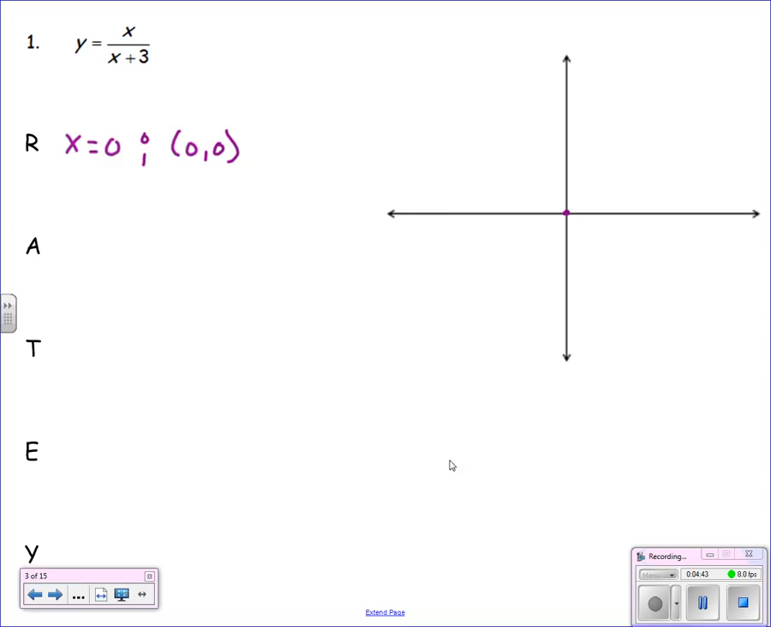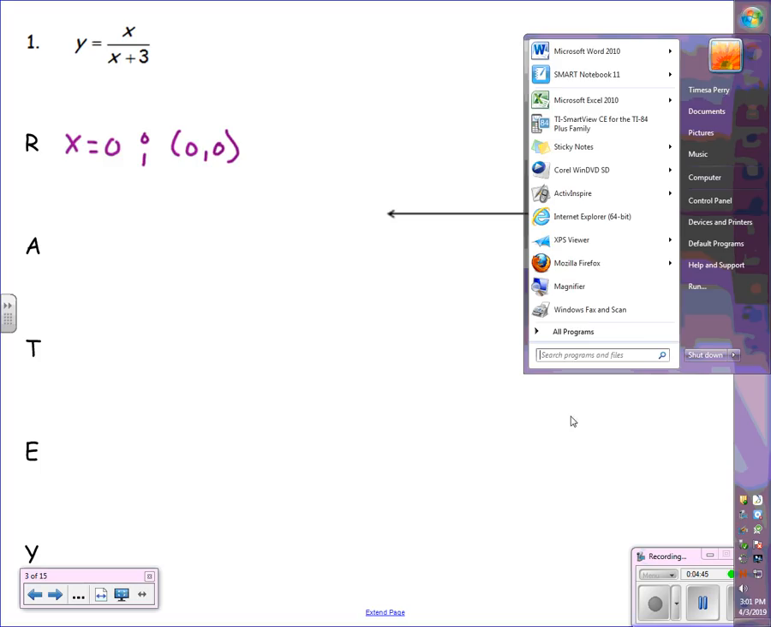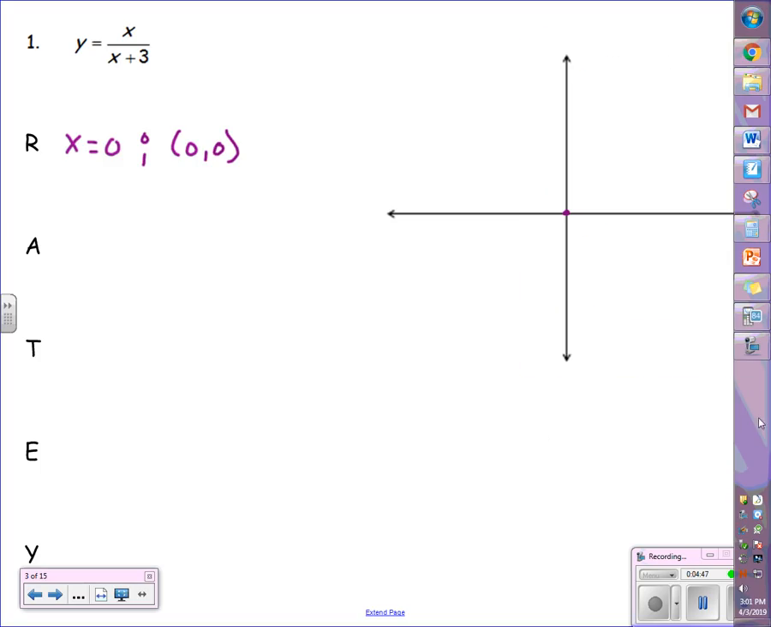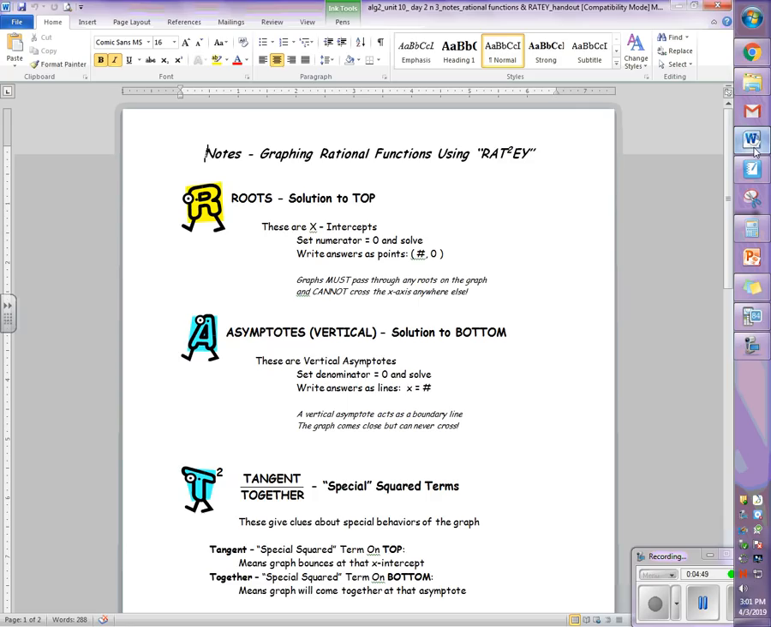Now let's talk about A. A is for the vertical asymptotes. To find the vertical asymptotes, you set the denominator equal to 0 and solve. You write your answers as lines, x equals number.